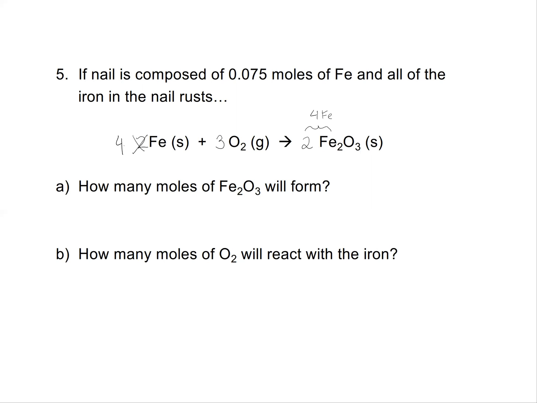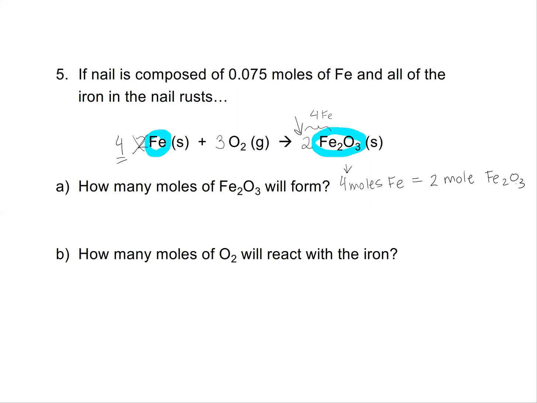So to figure out how many moles of iron oxide will form, I need to convert from iron to iron oxide. And to do that, I'm going to need a conversion factor that has both of those in it. So I'll use my coefficients to build that conversion factor. 4 moles of my iron, and I'm just taking that coefficient and using that as the base of my conversion factor, will equal 2 moles, again coming from the coefficient, 2 moles of my iron oxide.